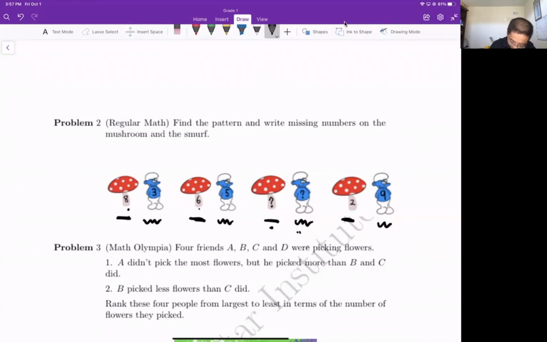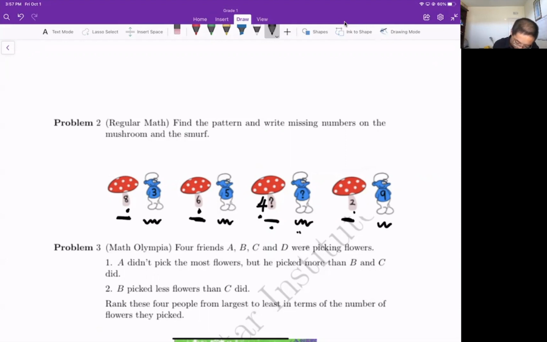And then if I put the number 4 here, you see we have a nice pattern: 8, 6, 4, and 2. So each time you go down by 2. 8 to 6 goes down by 2, 6 to 4 goes down by 2, and 4 to 2 goes down by 2. Okay. Now then, how about the Smurfs?